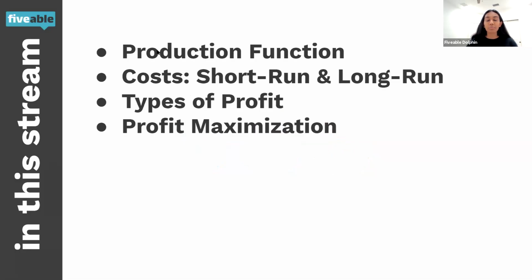And today we're going to be covering the first half of Unit 3. That basically means we're going to be doing the production function, costs in the short run and long run, the types of profits, and profit maximization.